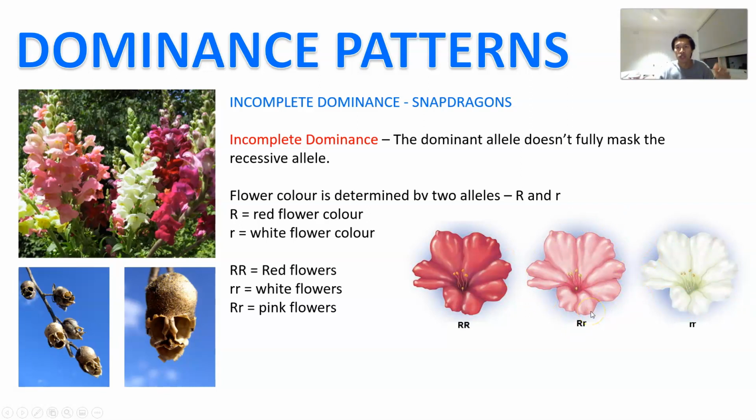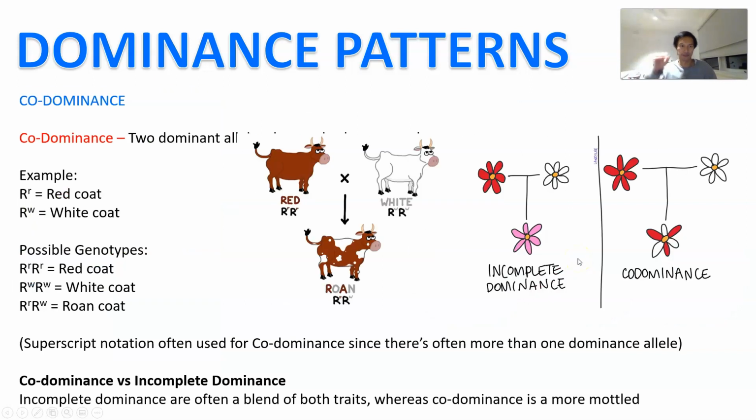That is what we call incomplete dominance. The capital R doesn't mask the lowercase r, and a bit of the white comes through. It's not complete; it doesn't completely dominate. And so you get a blend of the homozygous dominant and the homozygous recessive allele. That tells you that it is incomplete or partial dominance.